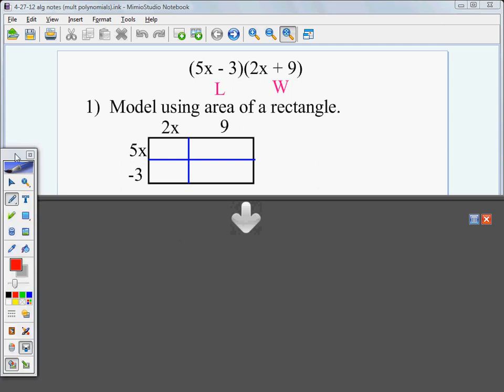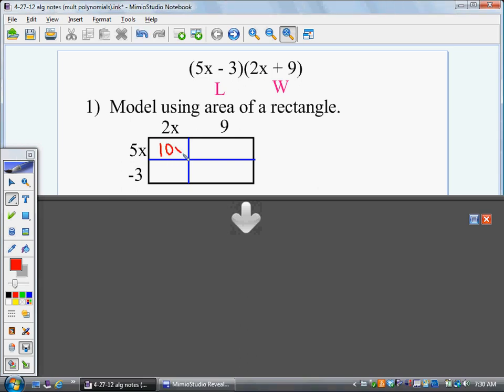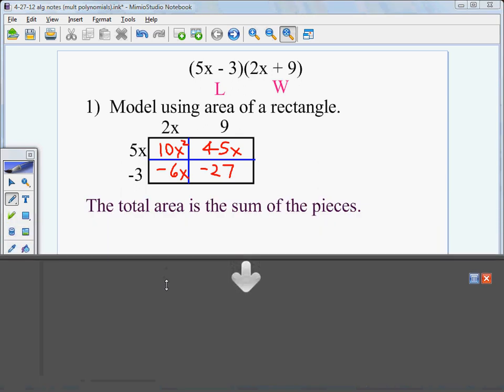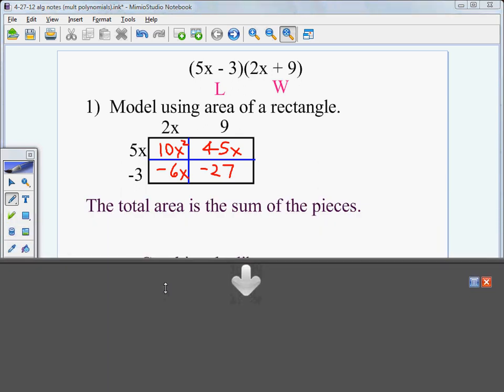And so when we multiply, we're going to take 5x times 2x, which is 10x squared. And we're going to take 5x times 9, which is 45x. 2x times negative 3 is negative 6x, and then 9 times negative 3 is negative 27. And then the total area is just the sum of all of those pieces.